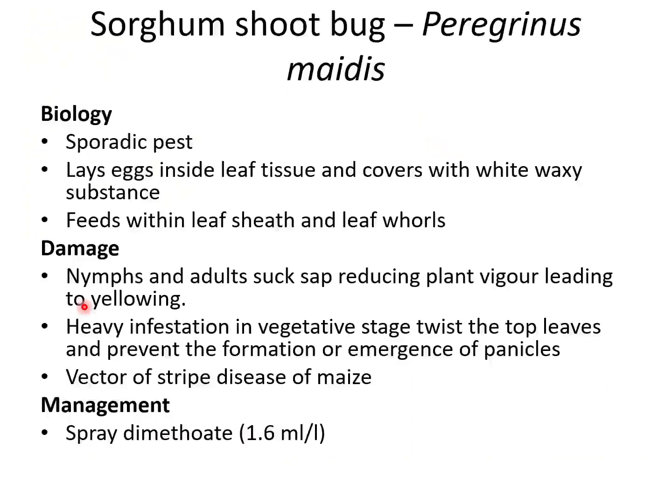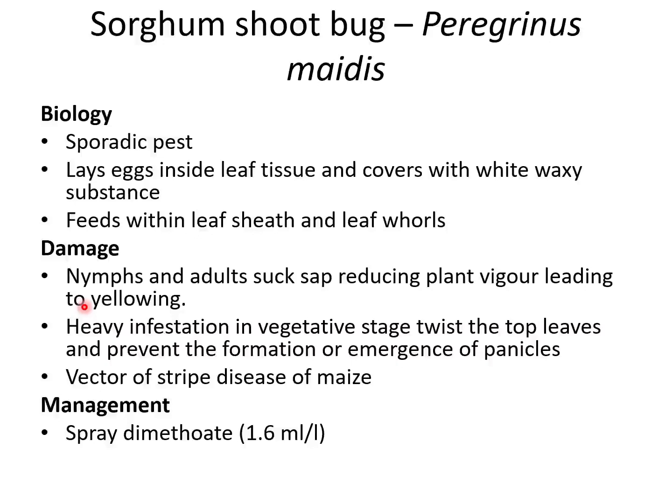Next one is the sorghum shoot bug, Peregrinus maidis. It belongs to the family Delphacidae. It's a sporadic pest, not a serious pest. It lays eggs into the leaf tissue, and these eggs are covered with a white waxy substance. This bug feeds within the leaf sheath and the leaf whorls. It hides within the leaf sheath and remains within the leaf whorl and feeds.